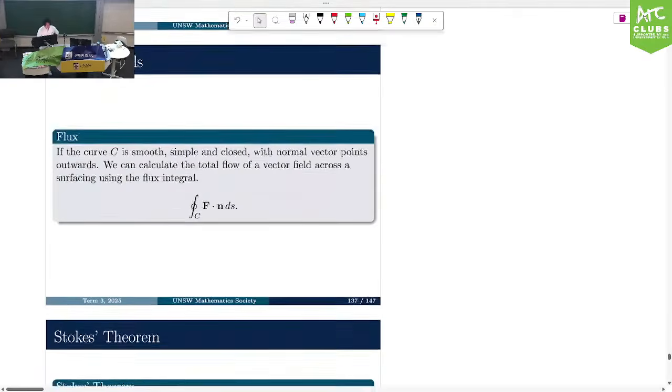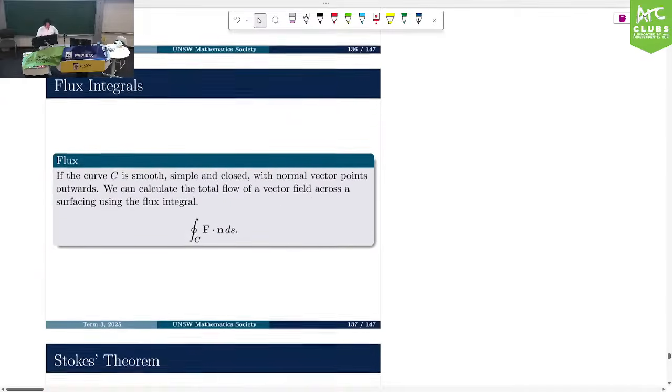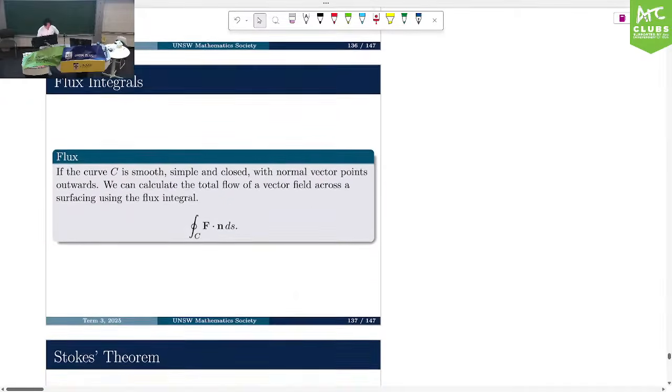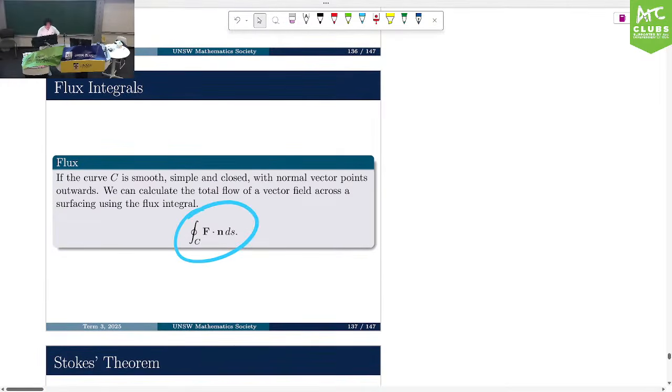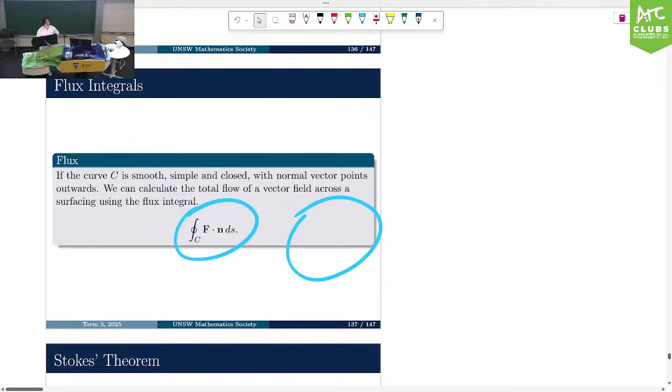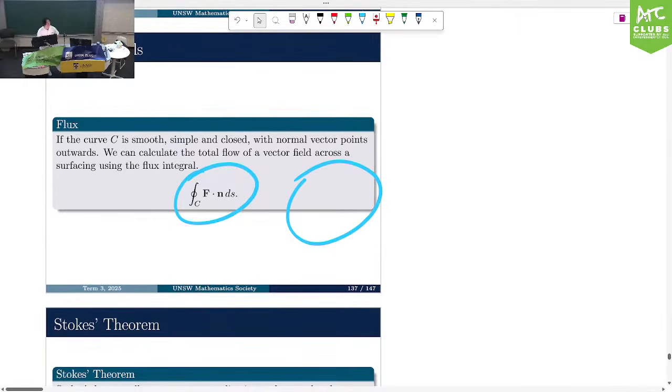Okie dokie. Sorry, scrolled down a little bit too much. And just before we move on, here is the flux integral formula. So this is just how to calculate the flux across a region. So like a path integral along something, and then the vector field dotted with the normal. So just the vector field going in the direction of the normal, basically, is the flux.